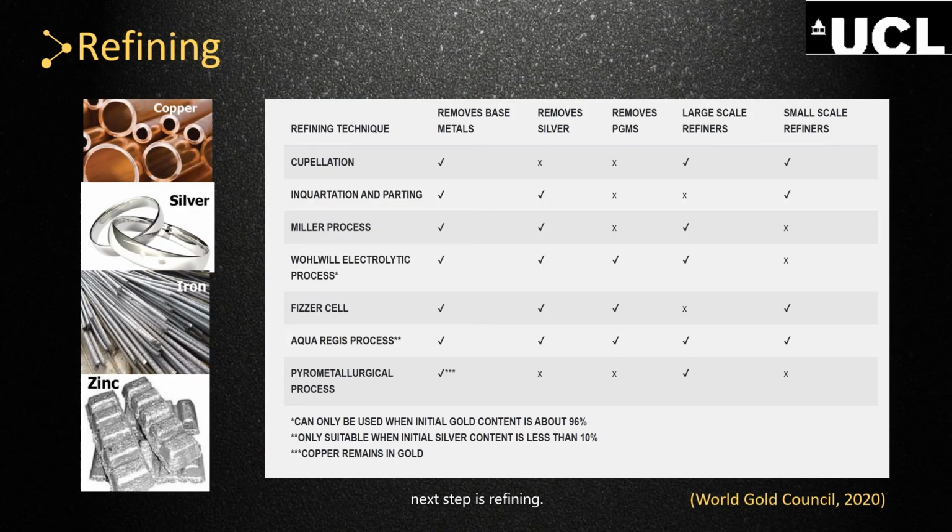The next step is refining. Gold extracted by amalgamation or cyanidation contains a variety of impurities, including zinc, copper, silver, and iron. Refining is the process of removing these impurities, of which the main techniques are listed below. We'll go through some of these methods in detail. Two of the most common methods are the Miller process and the Wohlwill electrolytic process.